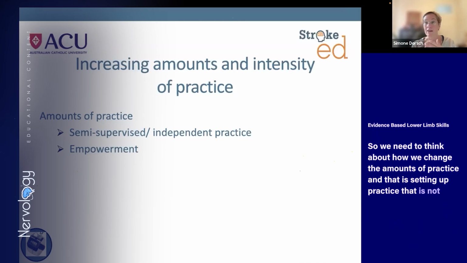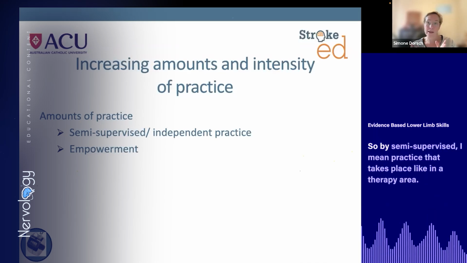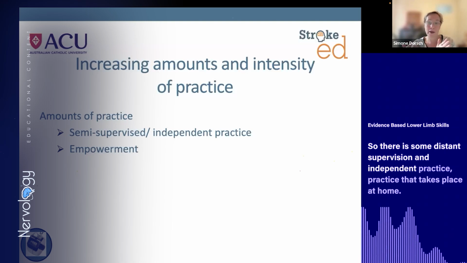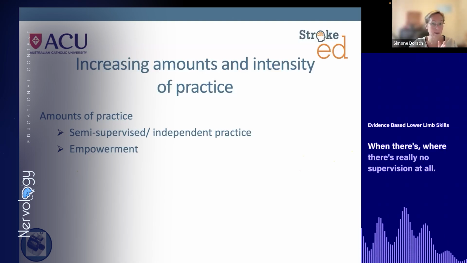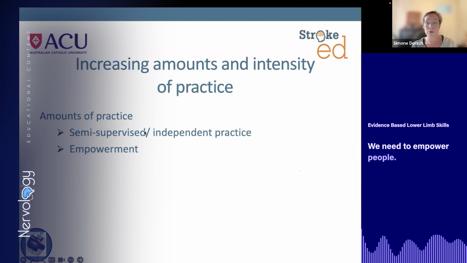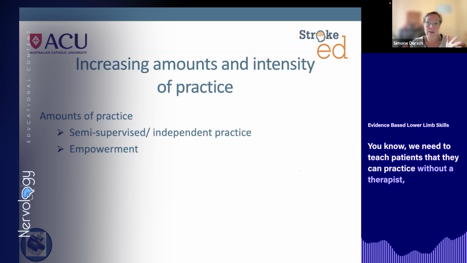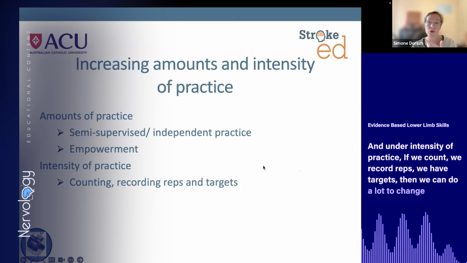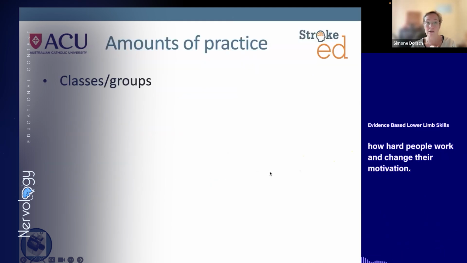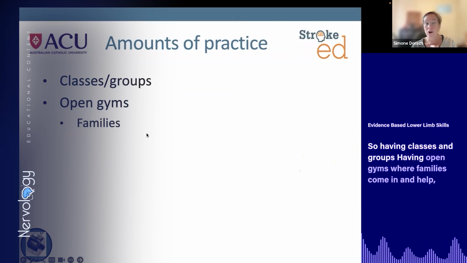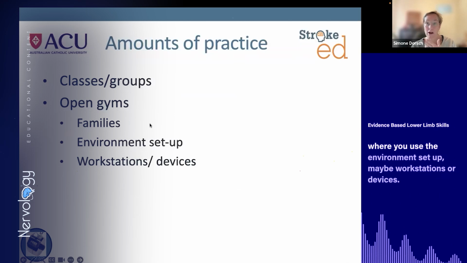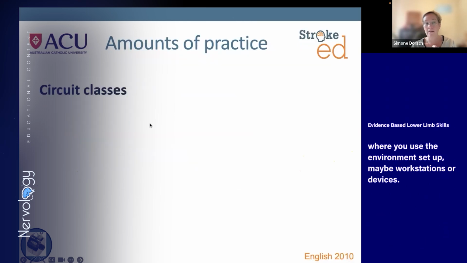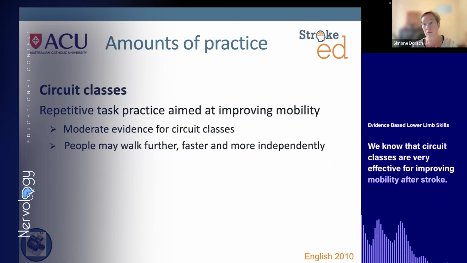And that is setting up practice that is not one-to-one with the therapist. By semi-supervised, I mean practice that takes place in a therapy area, so there is some distant supervision. And independent practice that takes place at home where there's really no supervision at all. We need to empower people. We need to teach patients that they can practice without a therapist, that they can practice without us. And under intensity of practice, if we count, record reps, and have targets, then we can do a lot to change how hard people work and change their motivation. So having classes and groups, having open gyms where families come in and help, where you use the environment set up, maybe workstations or devices. We know that circuit classes are very effective for improving mobility after stroke.